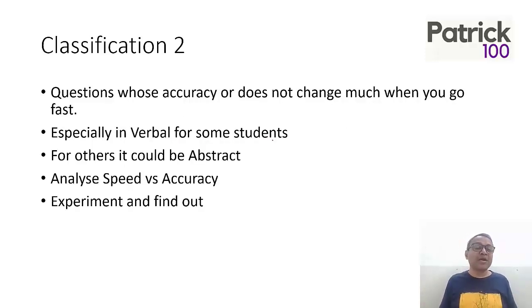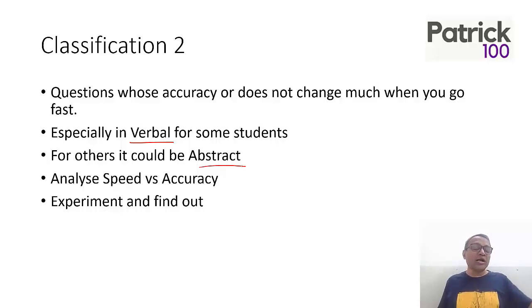Then classification 2, on accuracy. There are some questions where even if I go very fast, the accuracy doesn't change. For me, in verbal, whether I solve very fast or go slow, accuracy doesn't change. This could normally be verbal or abstract. Normally it is not maths. Maths and logic people see accuracy change based on speed, but at least in verbal and abstract, accuracy does not change.